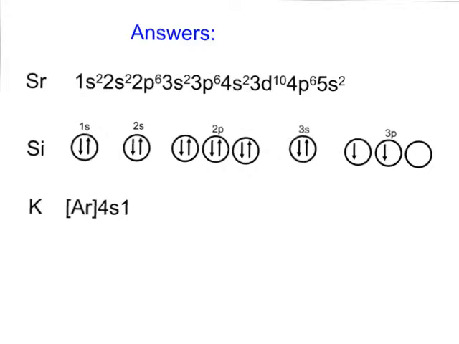Here are the answers. We have strontium with this electron configuration. We have silicon with this orbital diagram. Now here I drew the orbital diagram with circles rather than little squares. Either one is fine. You might see them more often with circles rather than squares, but either one is okay. Potassium, here is the noble gas shorthand for potassium.